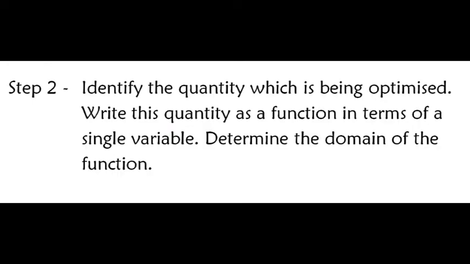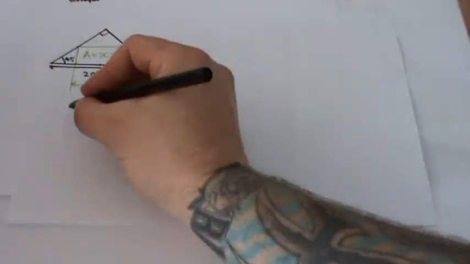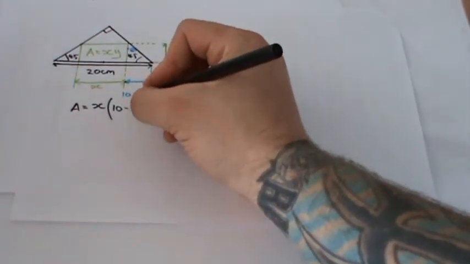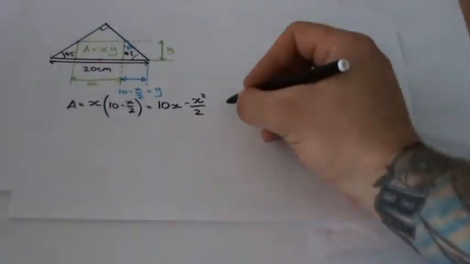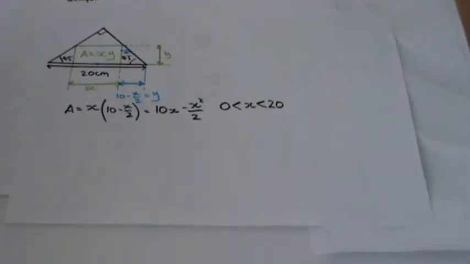The next step is to identify the optimized quantity, and write it as a function in terms of a single variable. You then need to determine the domain of your function. Here we are looking for the area, and we can write that area in terms of the variable x. The reason we're able to do that so easily is because of our well-labelled diagram. Finally, we're going to set the domain of x as 0 to 20.